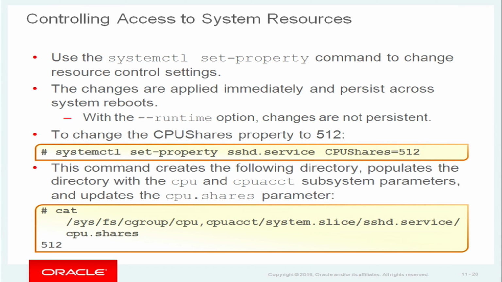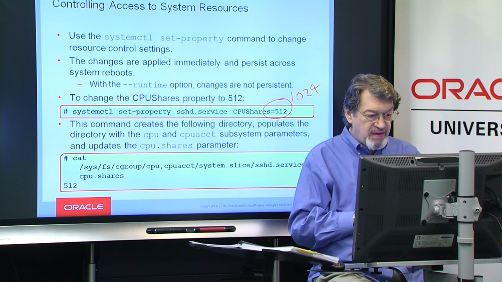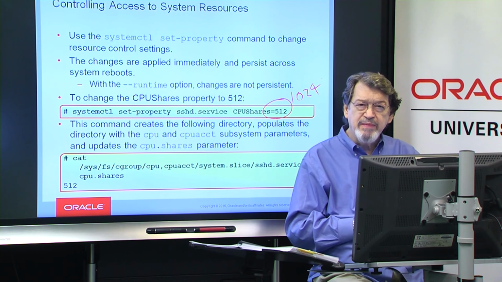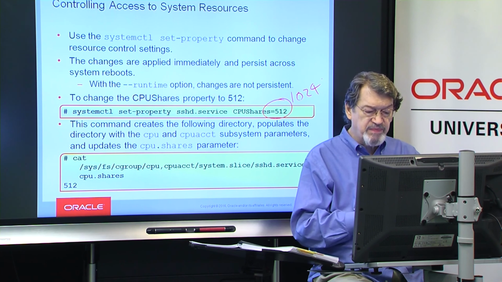Here, systemctl set-property to change those resource controls. So if you recall, where we were 1024 on the previous page, we're now only 512. And you can do that set to bring that property down. And there ought to be a get-property command as well. So I can say get-property sshd.service.